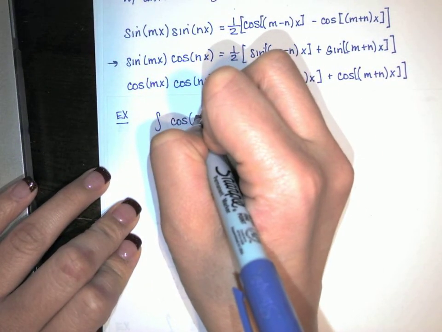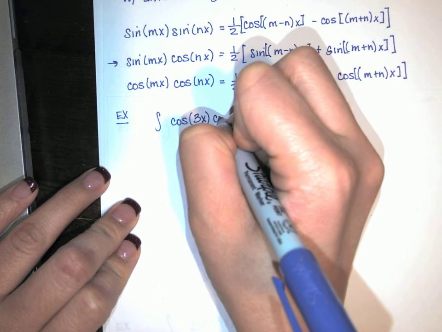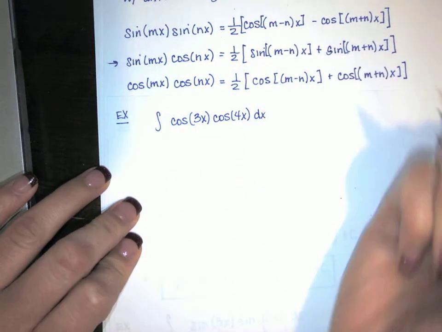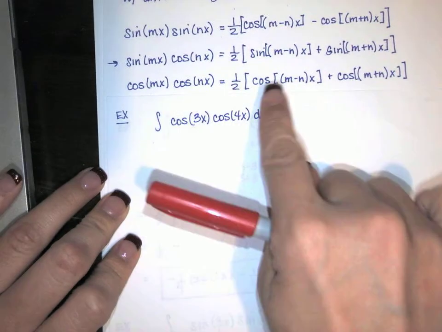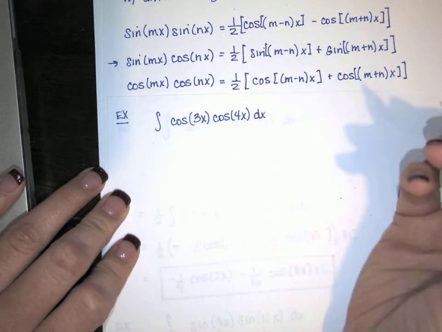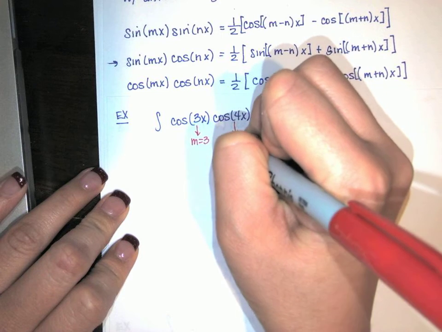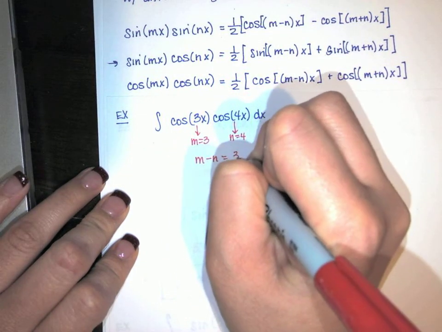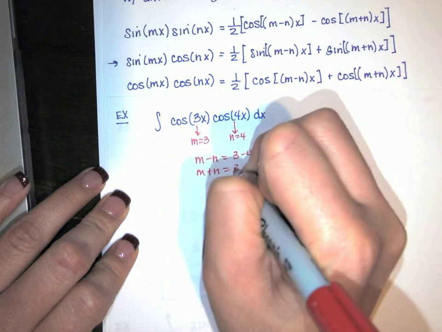Let's say cosine of 3x and cosine of 4x. That's the only case that we have not looked at. Well, according to our identities, it's this last one. We're going to have a sum of two cosine functions. M is 3, n is 4. M minus n is -1, and m plus n is 7.